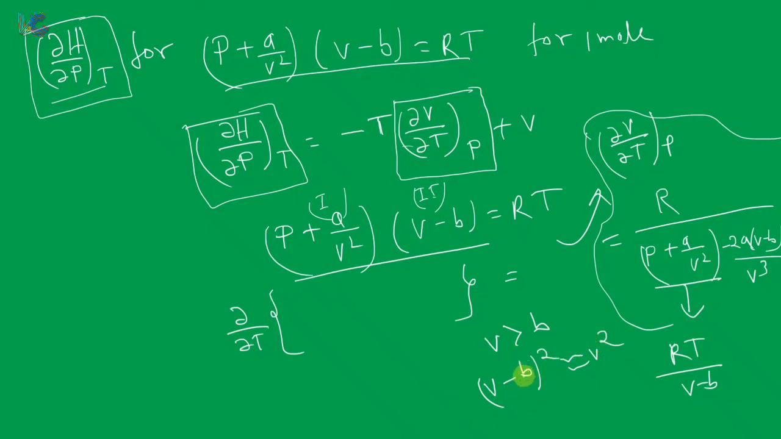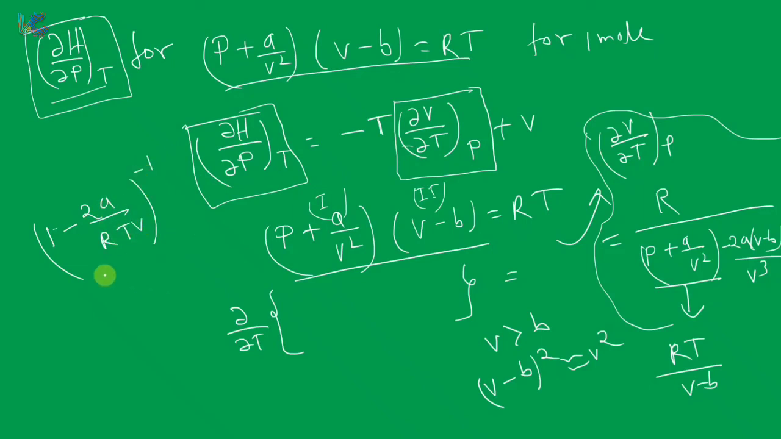When you replace v minus b whole square as v square, as v is greater than b, you will again get a term like this, 1 minus 2a by rtv whole to the power minus 1. So 1 minus 2a by rtv to the power minus 1, this you will get.